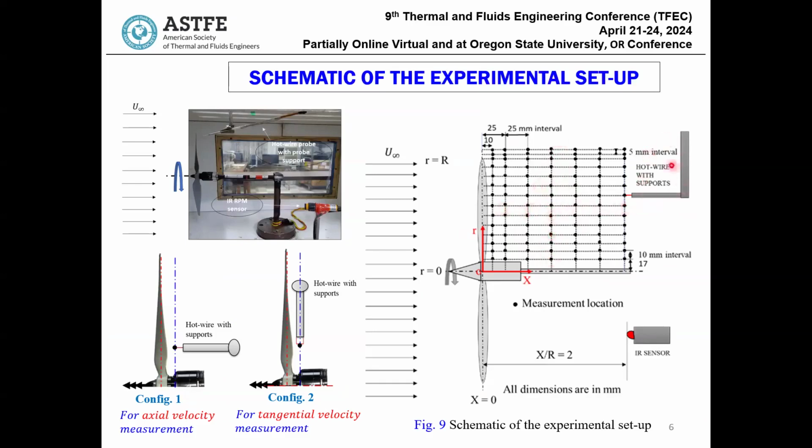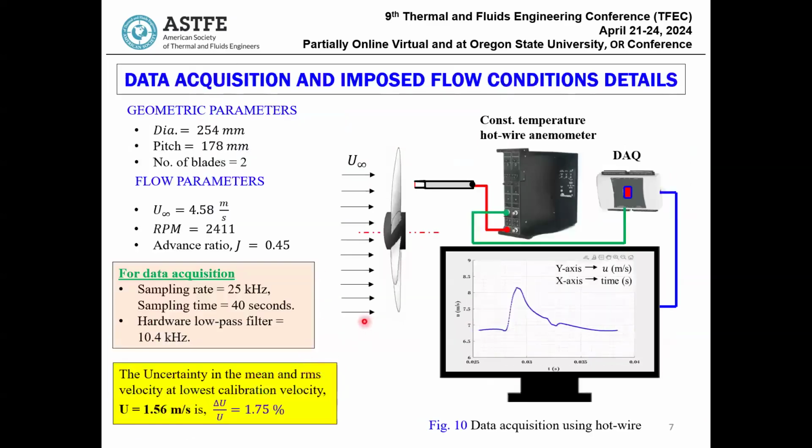Here I have used a single axis hot wire to measure the slipstream. For axial velocity measurement, I have used this configuration, and for tangential velocity, this configuration is used. Now coming to the data acquisition, I sampled the data at 25 kilohertz and the sampling time was 40 seconds. A hardware low pass filter of 10.4 kilohertz was used, and the uncertainty is also calculated; it is found to be 1.75% at the lowest calibration velocity.